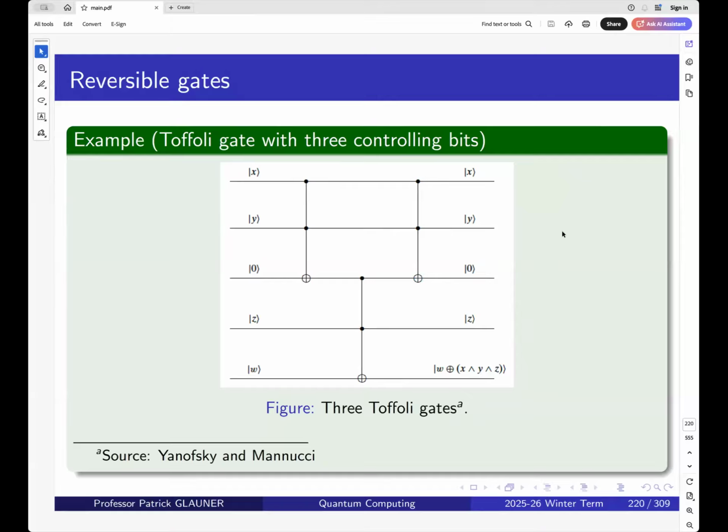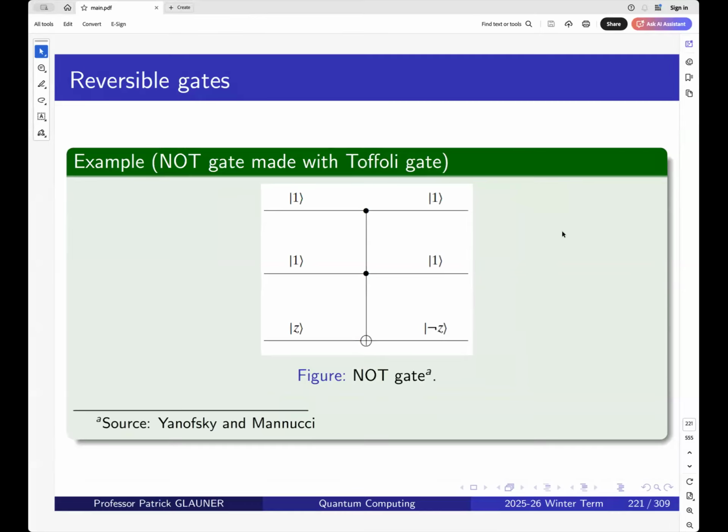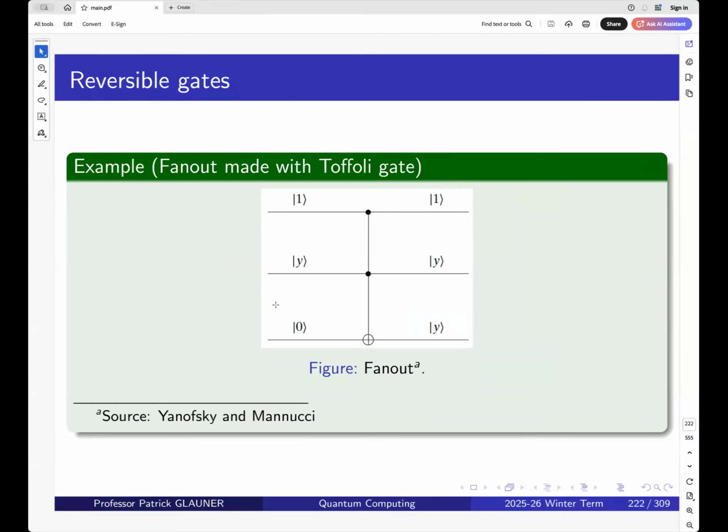And I felt that if I develop this with you on the iPad step by step, and we look at all the logic behind it, this will probably help a lot. We've also built a NOT gate from a logical perspective. You can do other things with a Toffoli gate, a so-called fan out. What does a fan out mean? I have a Y input and I want to duplicate the input Y.